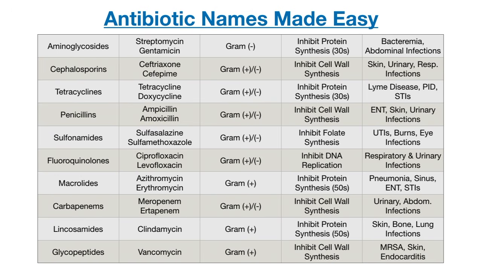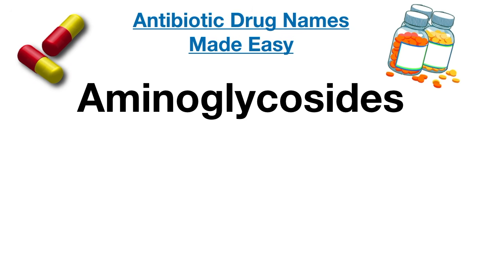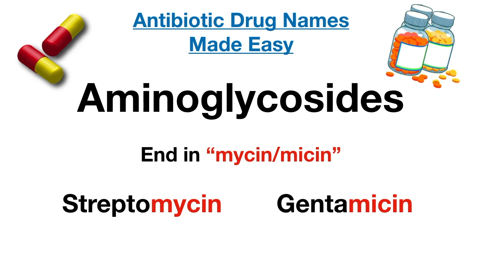So starting with aminoglycosides, these medications can be remembered because their drug names usually end in mycin, spelled either MYCIN or MICIN. Some examples of aminoglycosides include streptomycin and gentamicin.